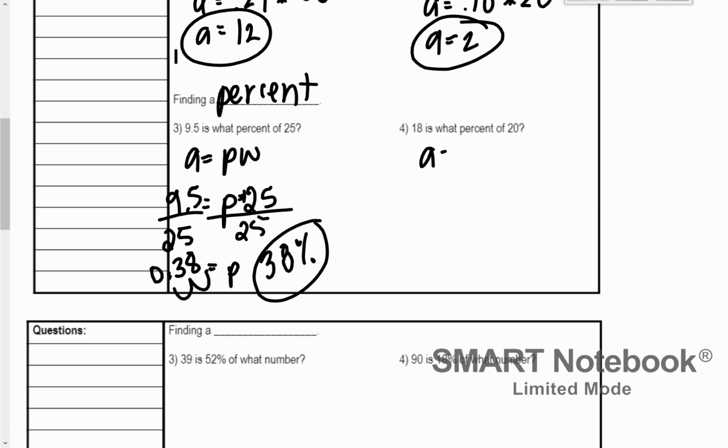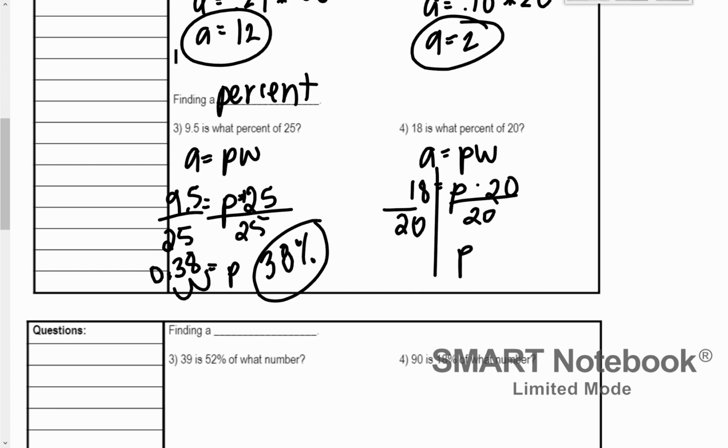We have A equals P W. Our part is 18. We don't know our percent. Our whole is 20. We want to get that P by itself, so we have to divide by 20 on both sides to get that to cancel out. In our calculator we take 18 divided by 20. We get 0.9. That is a decimal as an answer. We want to know the percent, so we move it over twice, fill in that space with the 0. That becomes 90%.